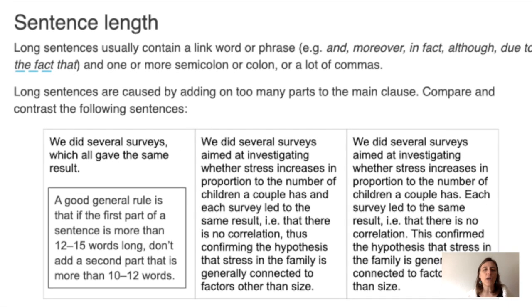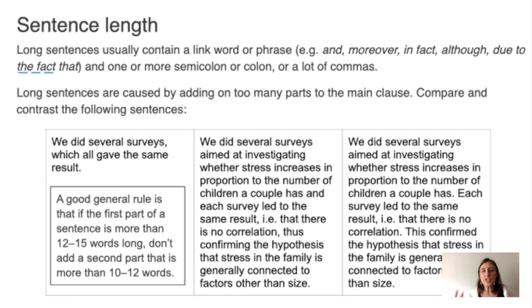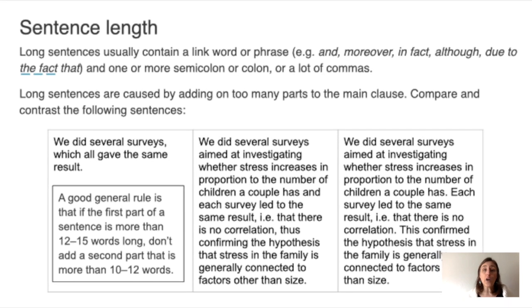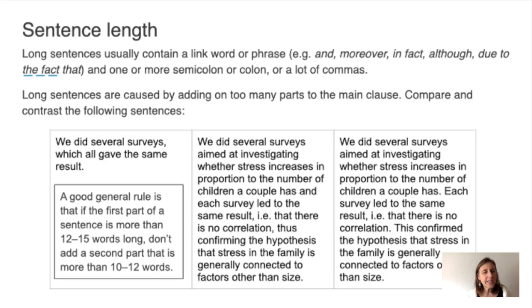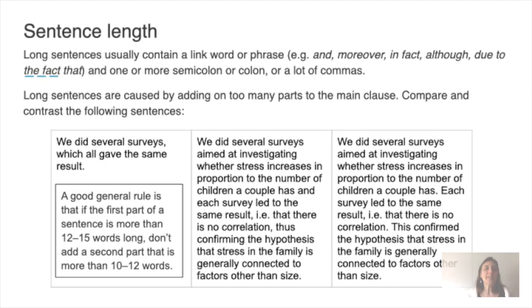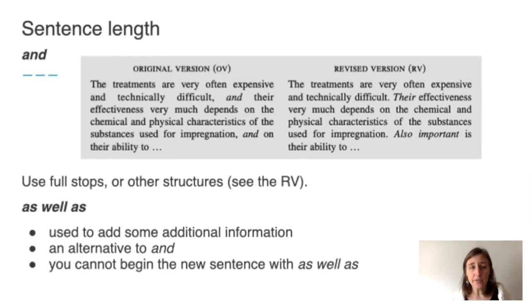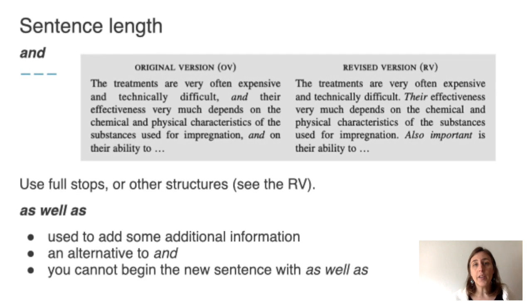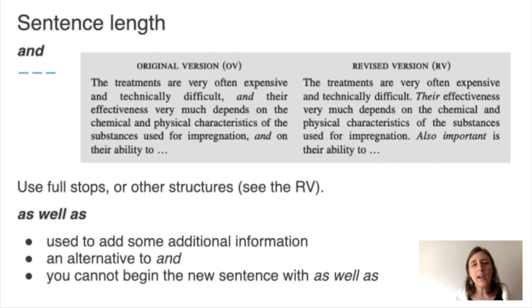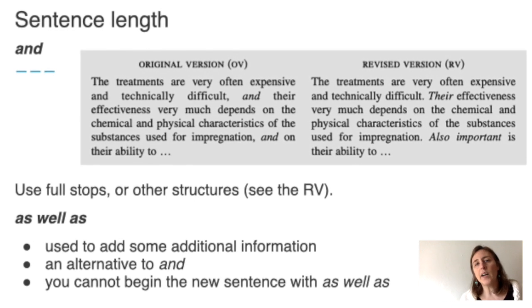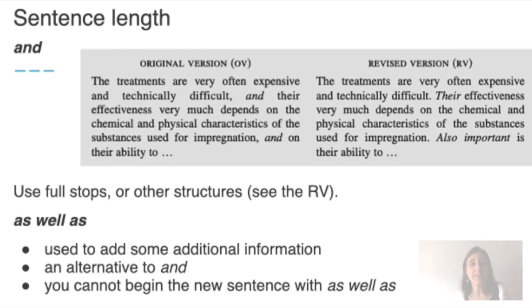We don't expect you to count the words, but if your sentence is 4 lines long, then try to divide it to make it more clear for the reader. There is an overuse of "and". Think of other connectors to express addition. Check the use of "as well as", and the most important thing is do not be afraid of dividing sentences.